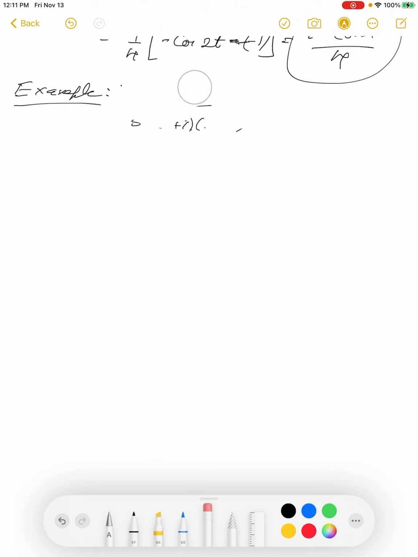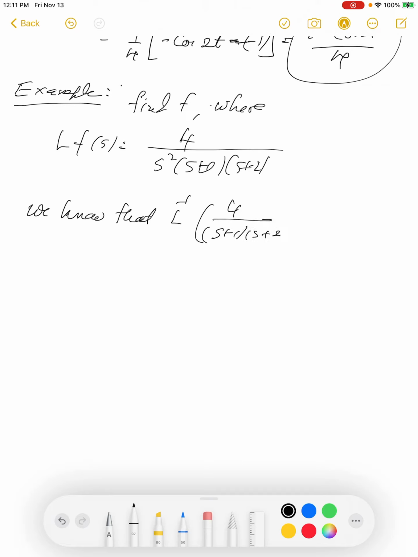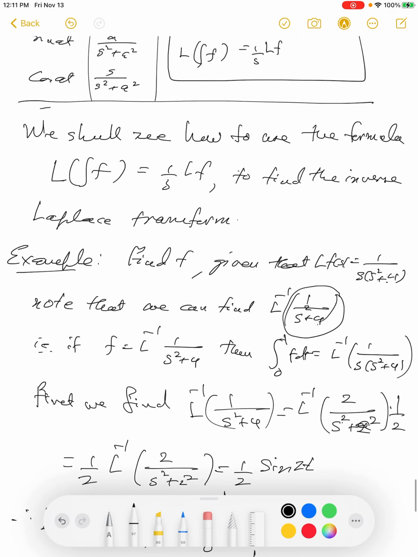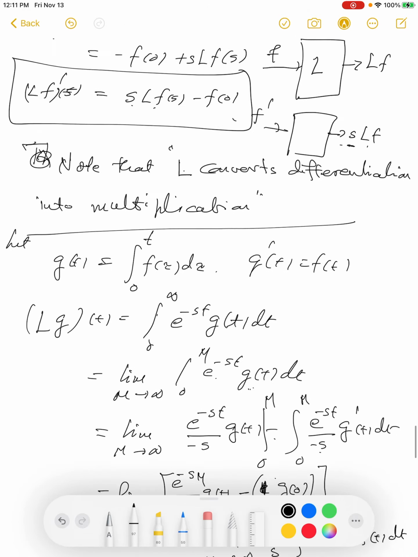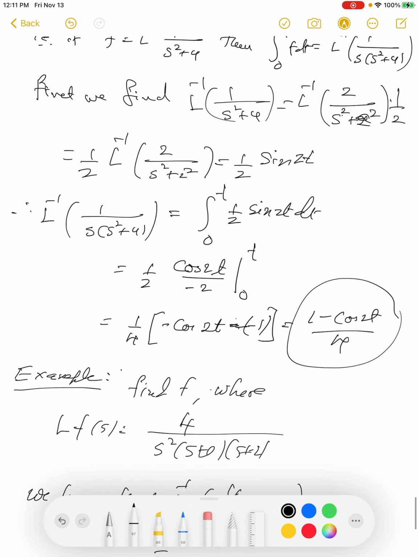Let me erase this and say: find f where L of f is 1 over 4 over s square times s plus 1, s plus 2. We have already done this. We know that L inverse of 4 over s plus 1, s plus 2 turned out to be, what was that? Four e to the minus t minus 4 e to the minus 2t.